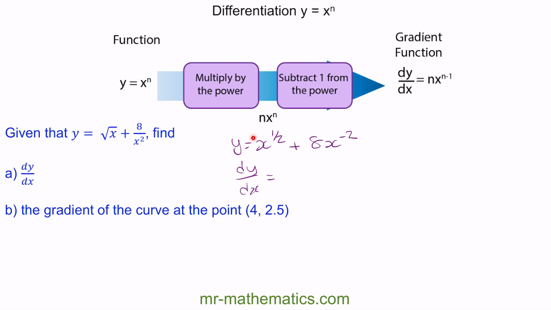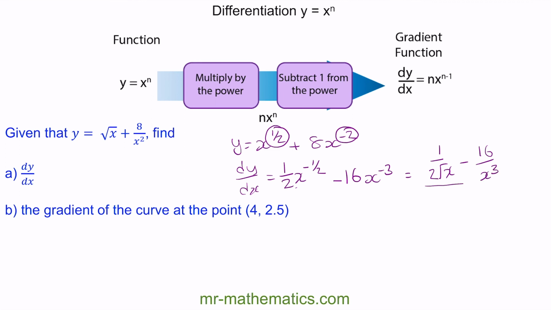We'll multiply the 1 by this half, so we get 1/2 of x. We'll take away 1 from this power, so x to the power of minus 1/2. And then negative 2 times the 8 is minus 16. We'll take away 1 from this power, so x to the power of minus 3. And I can write this using fractions. So 1 over 2 root x minus 16 over x cubed.